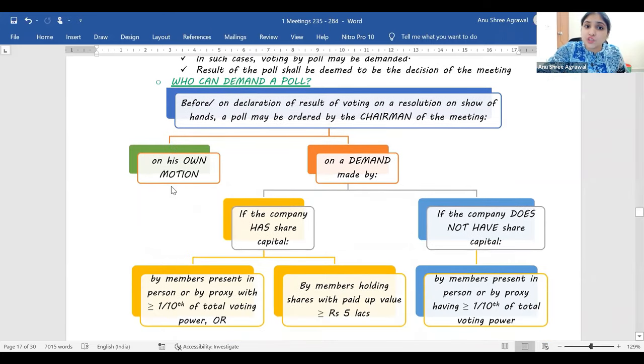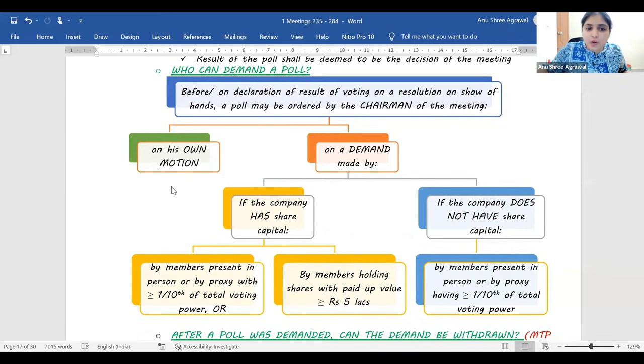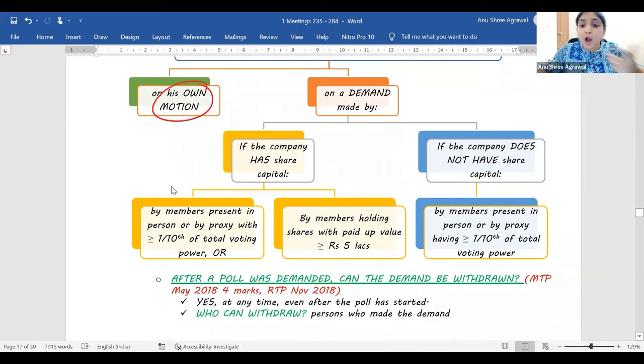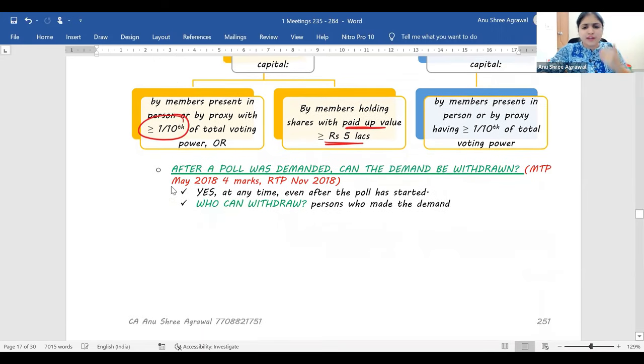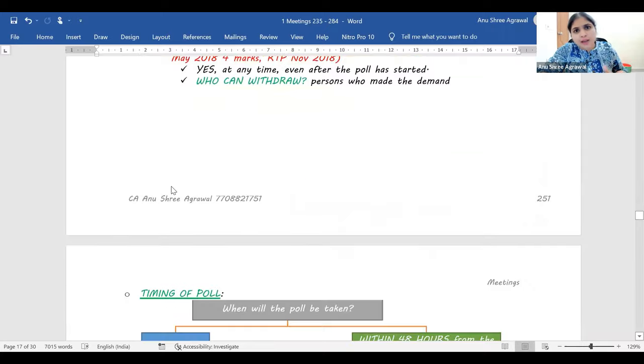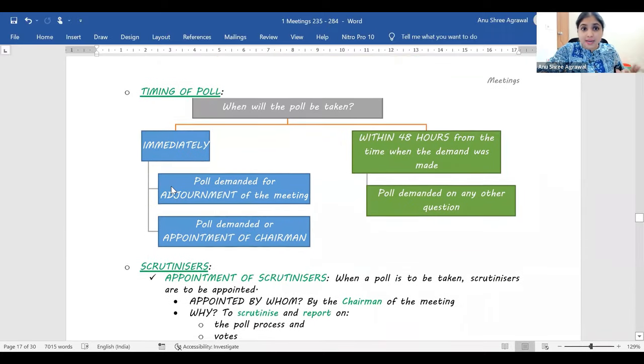How many shareholders should demand the poll? Either the chairman on his own, he will decide, let us have a poll, or demand should be made by shareholders holding at least 1/10 of the total voting power or holding shares of paid up value at least 5 lakh rupees. Only when they demand a poll, only then poll will be taken up. Once they demand a poll, can they withdraw their demand also? Yes, they can withdraw their demand at any time.